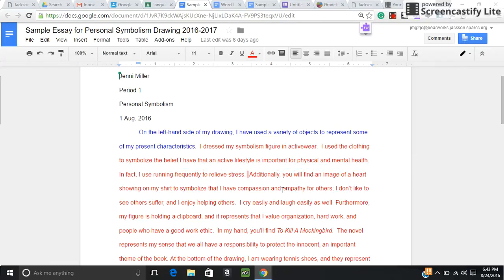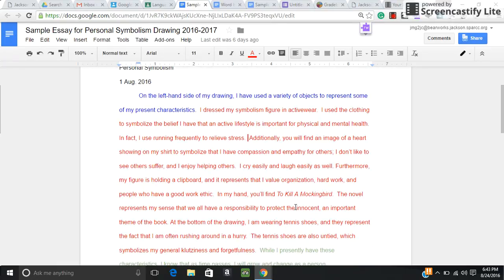Additionally, you'll find an image of a heart showing on my shirt to symbolize that I have compassion and empathy for others. I don't like to see others suffer, and I enjoy helping others. I cry easily and laugh easily as well. Furthermore, my figure is holding a clipboard, and it represents that I value organization, hard work, and people who have a good work ethic. In my hand, you'll find To Kill a Mockingbird.